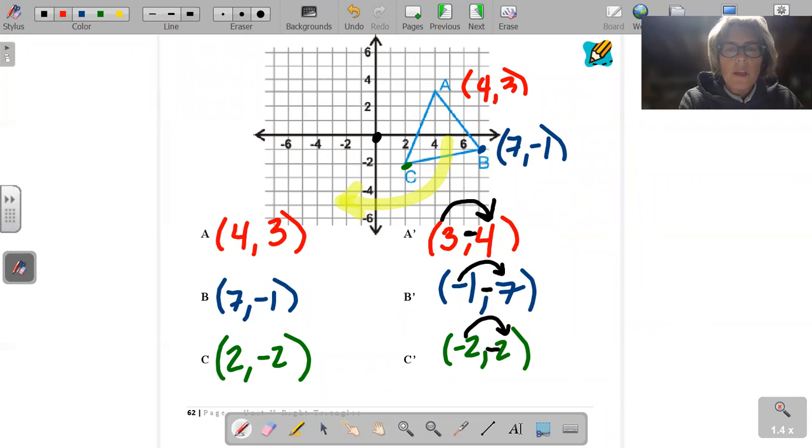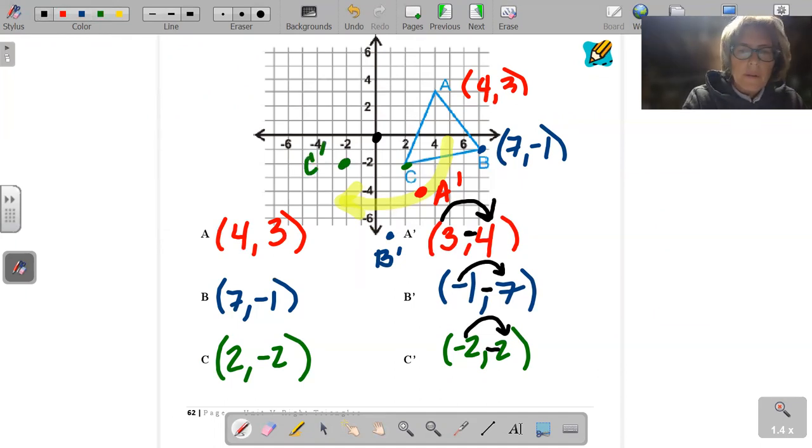So I'm at 3, -4, and that's now my A prime. 1, -7, it's going to go off a bit, that's fine. That's B prime. -2, -2, and that is our C prime. You connect. Now, it's difficult to kind of see, did this work?